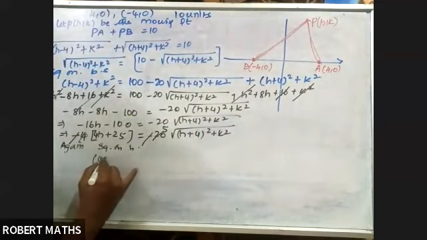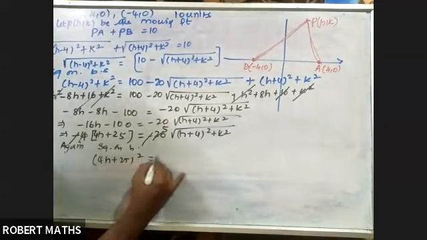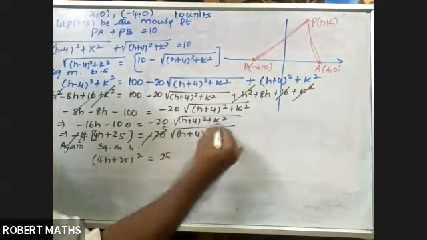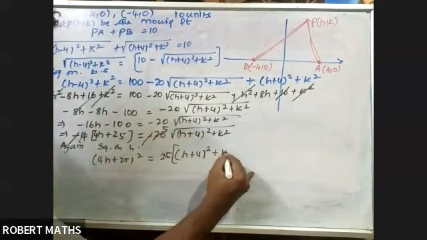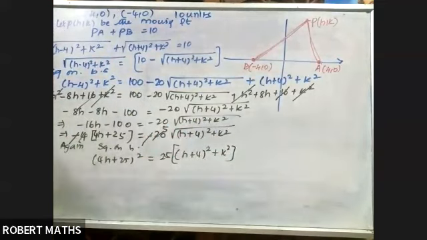What will we get? 4h plus 25 the whole square. Squaring this will become 25, the square root will get removed. We'll get h plus 4 the whole square plus k square. Now you expand this. We'll get 4h plus 25 the whole square.